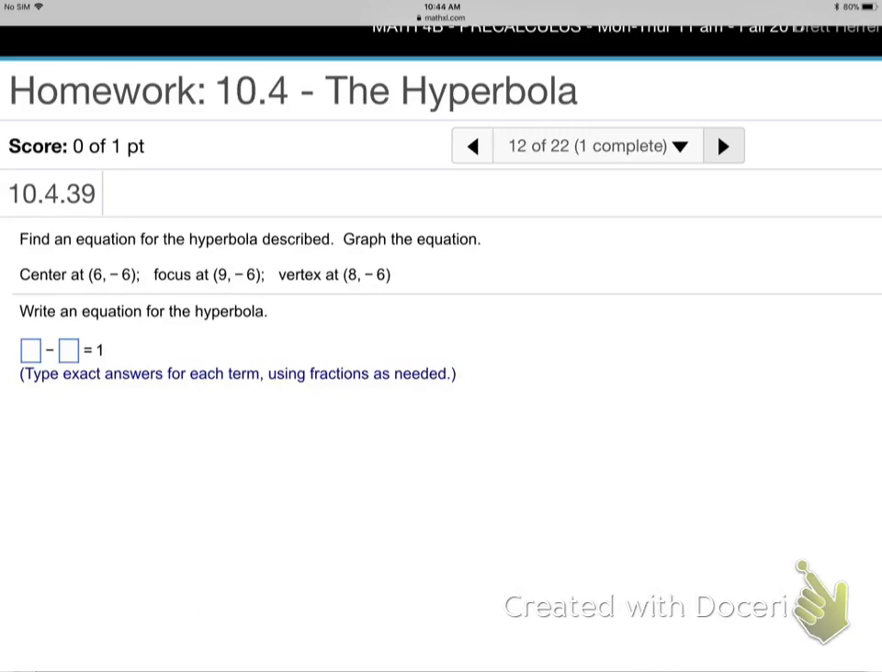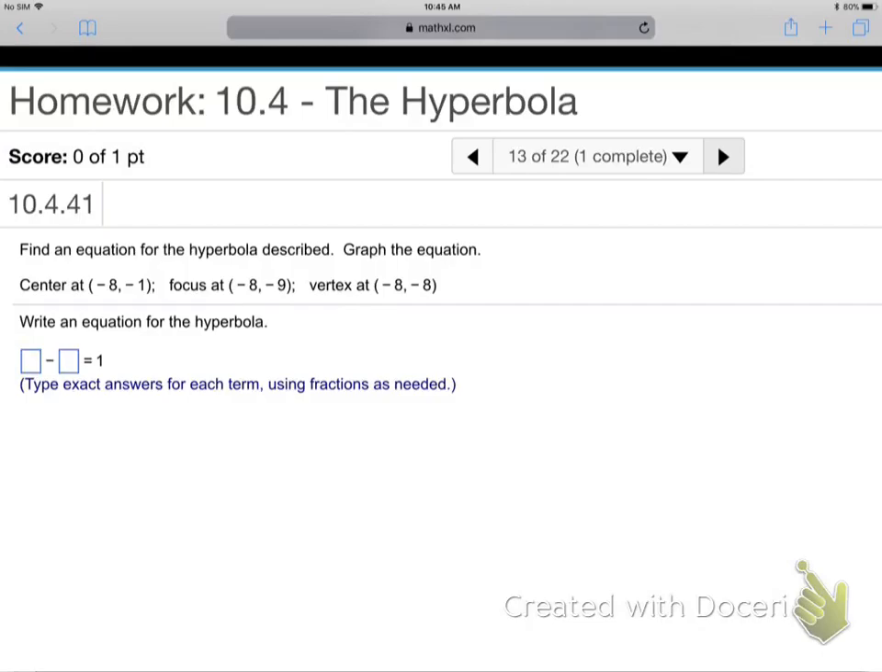Okay, so we'll finish with this one. The center is 6 minus 6. The focus is 9 minus 6. The vertex is 8 minus 6. So yeah, so now they've moved one off the origin. See what you can do with that one. Oh, you know what? Wait a minute. We'll do this one. Okay, try number 13. So put that, we got 5 minutes, 6 minutes, see if you can get that one.